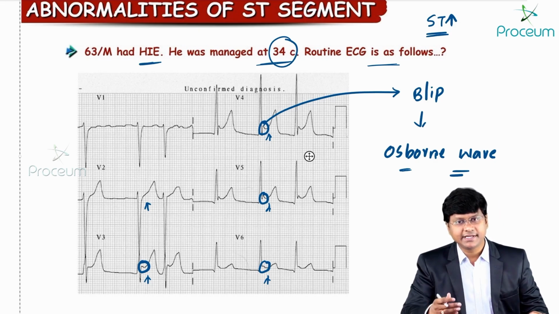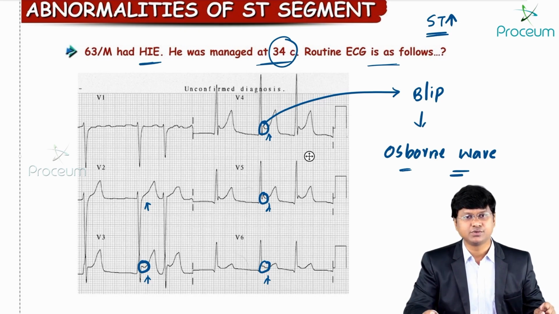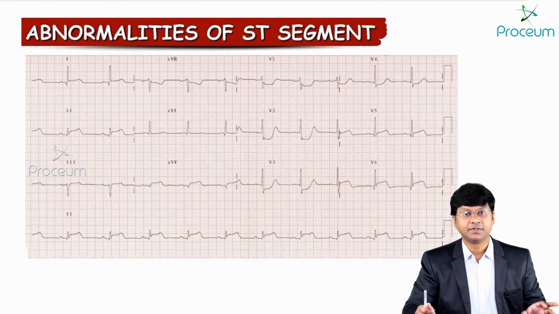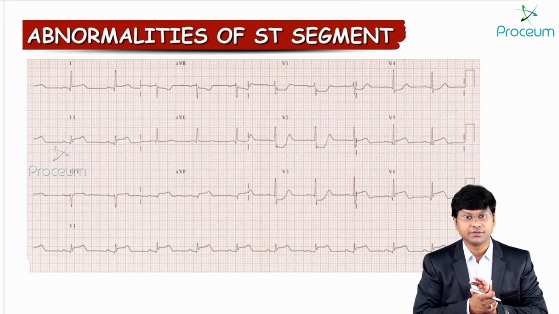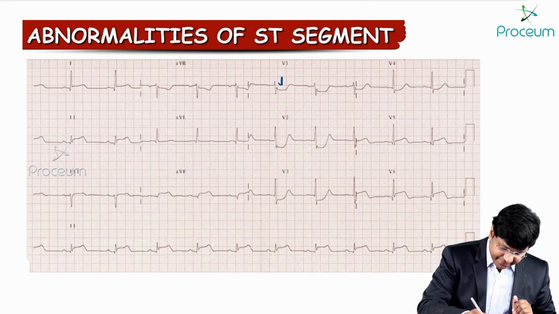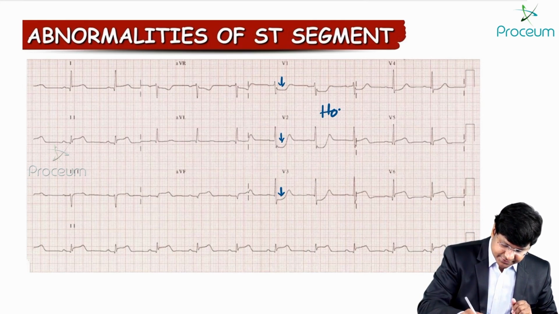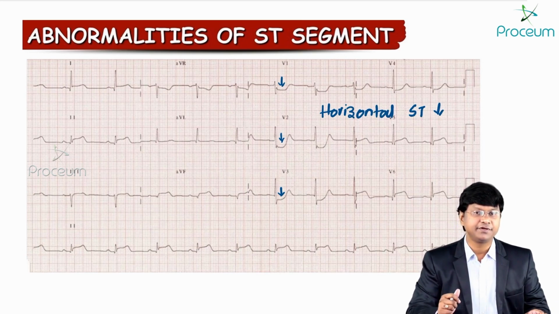Now, following that, let me show you some more ECGs related to ST segment depression and I'll tell you the diagnosis as well. If you take this particular ECG here, directly concentrate on the ST segment. What are you able to make out? You are able to make out ST segment depression in V1, V2 and V3. And it is a horizontal ST segment depression from V1 to V3.